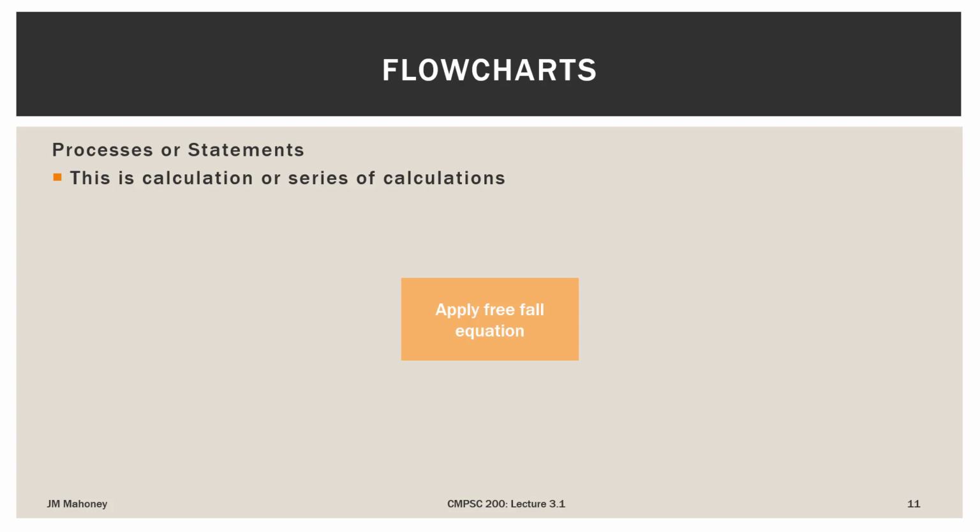So it could be something about applying the free fall equation. So maybe going into this block in our flowchart, we are giving the value of gravity, we're given our initial height. And then when we calculate the free fall equation, we're going to take those variables, do the calculation, and then out from there is going to be either the velocity or the acceleration at a certain time. So these rectangles are going to be typically these calculations.